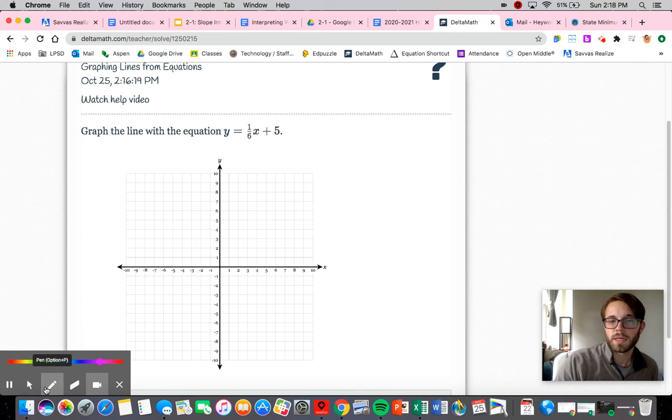Hi, everyone. Just wanted to take a minute to talk about how to graph linear equations using slope-intercept form.